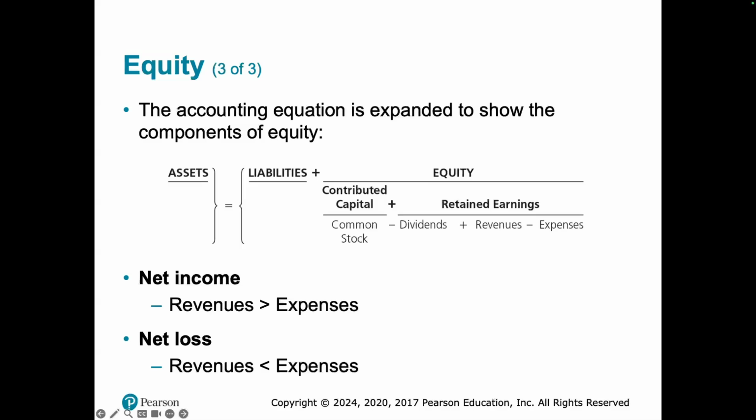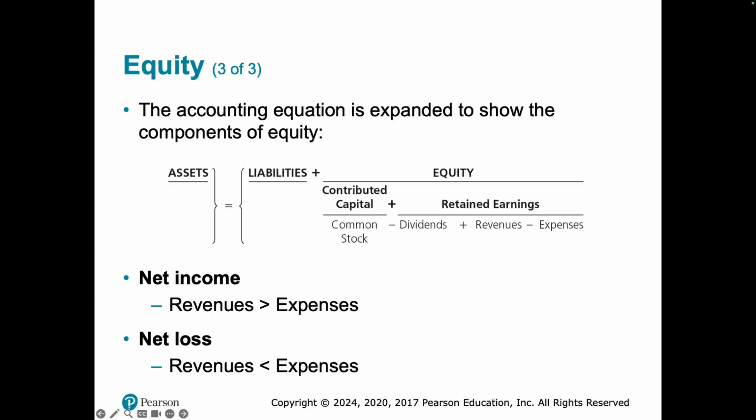Now, to get net profit or gross profit, we're just going to break this down further. We're going to look at revenues minus expenses, right? So that shows us a form of profit. Net income, right, is when revenues are greater than expenses, right?